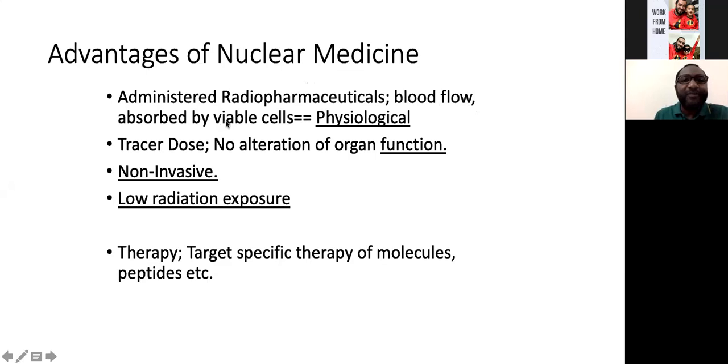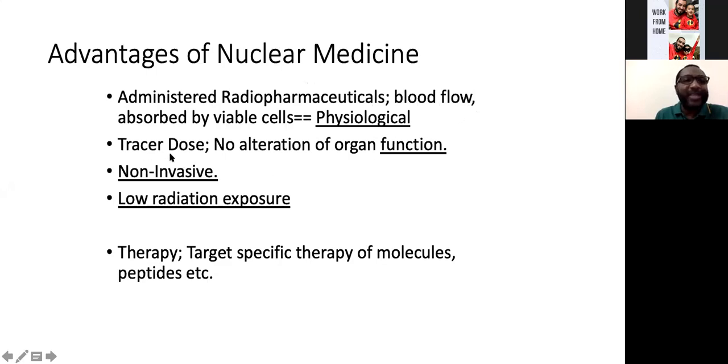You have to have a viable tissue. In this circumstance, you have to have a viable osteoblastic tissue that will take the radiopharmaceutical. So that means that whatever we are doing is physiologic. So nuclear medicine images are physiological images. They depict function, they depict metabolism.